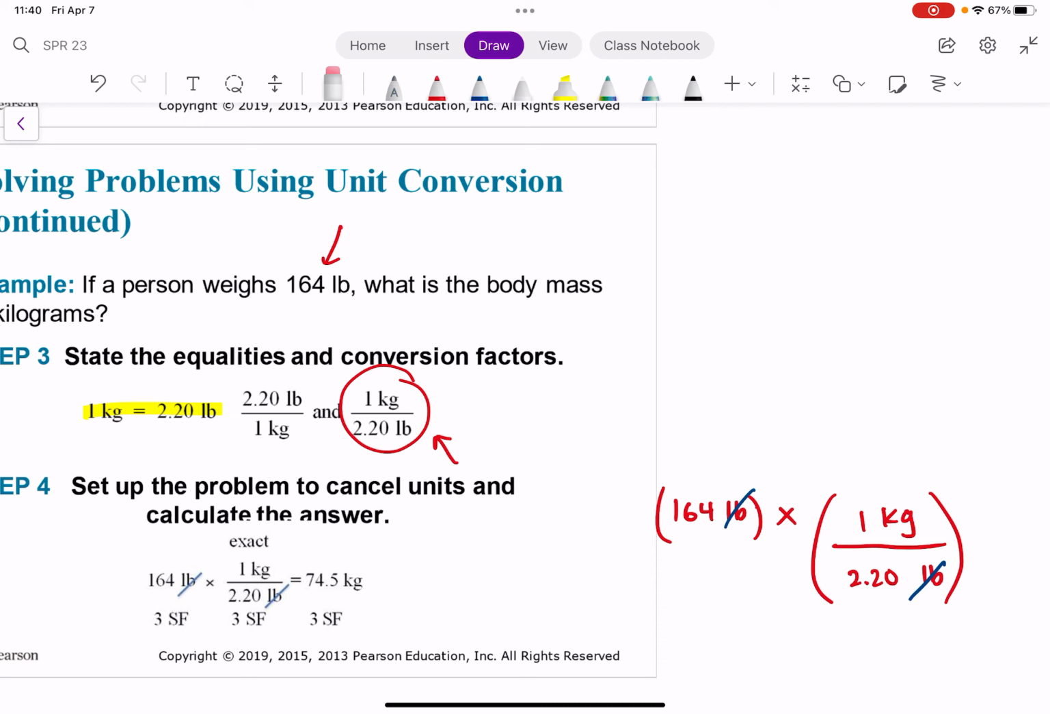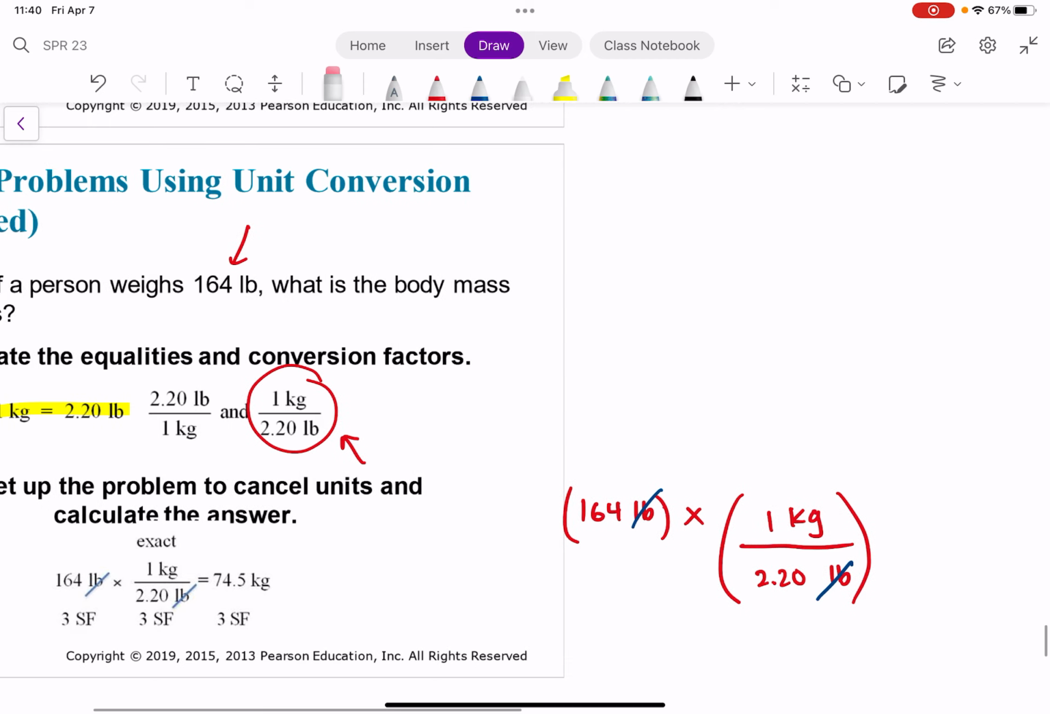Okay, so you're canceling out what's on the top with what's on the bottom, and then you're multiplying and dividing. So you're actually carrying out the calculation. We got rid of those units, and now we're left with the units that we want in the top, right? We want kilograms, so we're left with kilograms in the top.